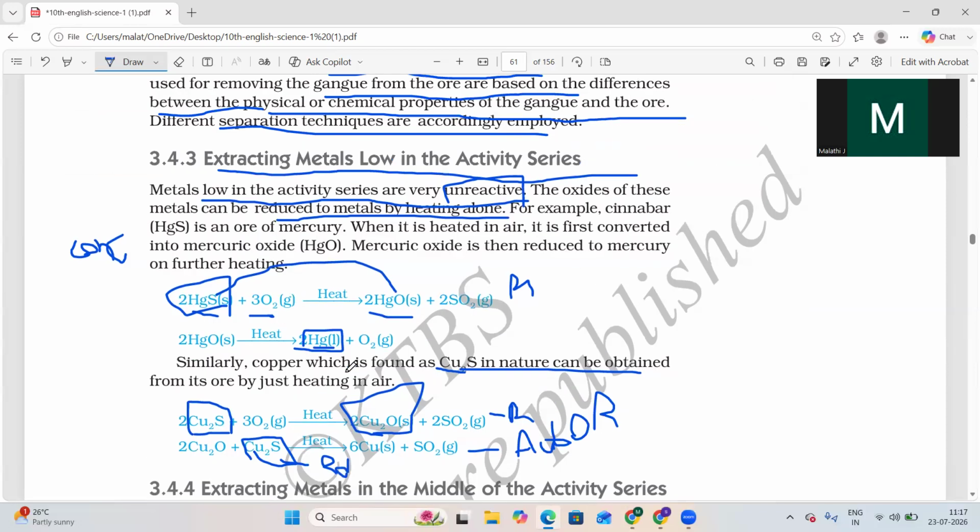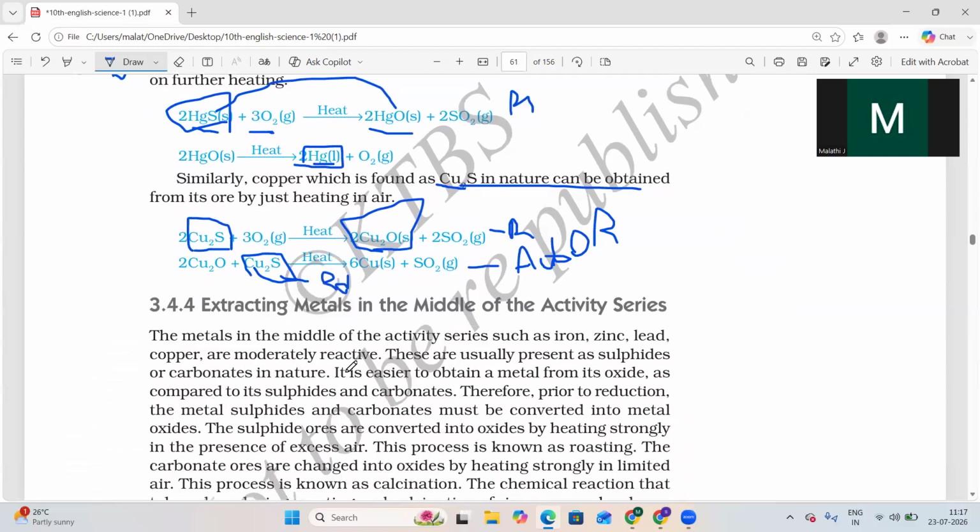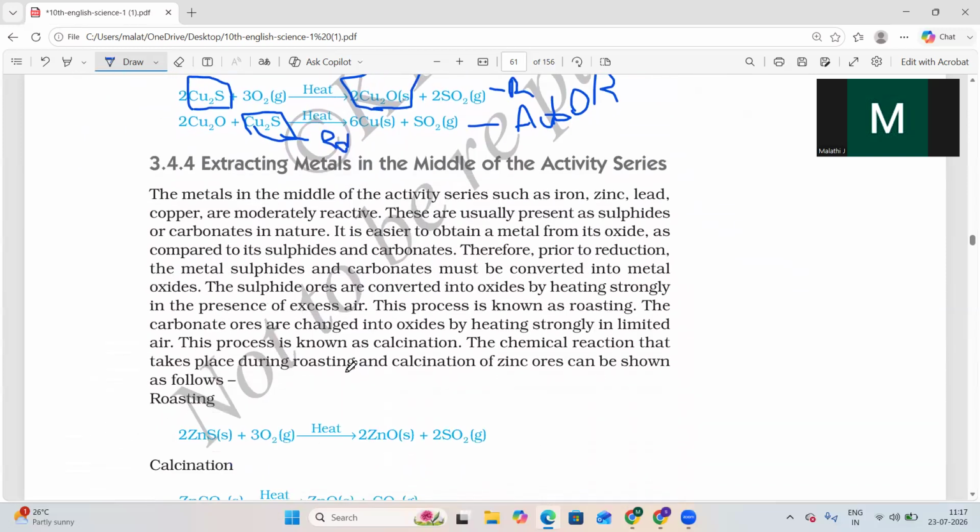That is the low reactivity series. Then if you come to the middle of the reactivity series, what are the elements present in the middle? That we should read. Whatever metals we get in the middle series are zinc, iron, lead and copper. These are moderately reactive elements. So they are present in nature in the form of sulfide and carbonate ores. So how will we obtain these? We have to convert them first into oxide form.